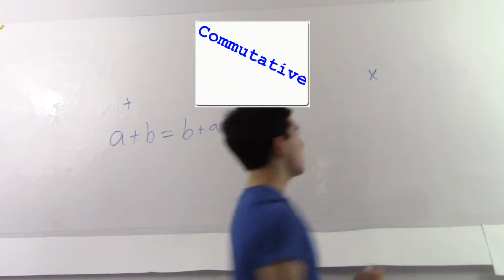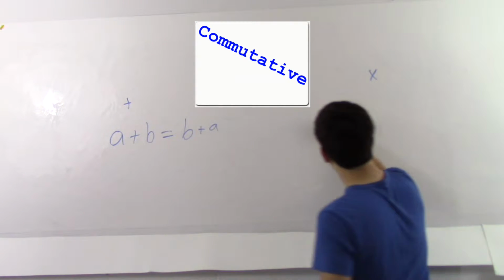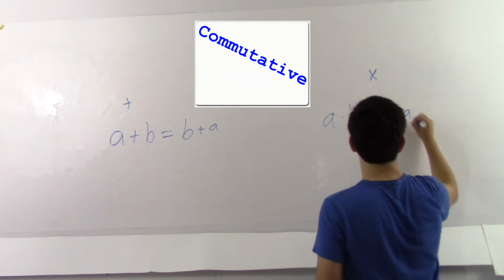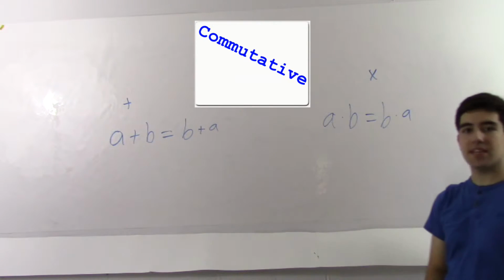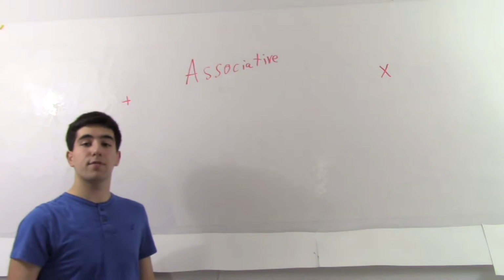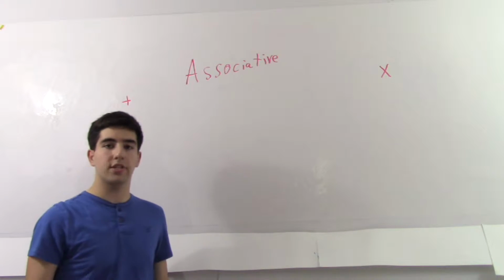And it would work the same way with multiplication. A times B is equal to B times A. They represent the same thing, but are flipped around. Next we have the associative property of addition and multiplication.